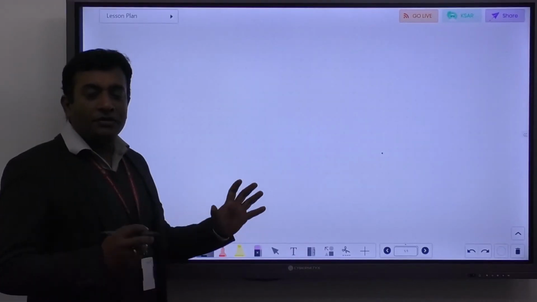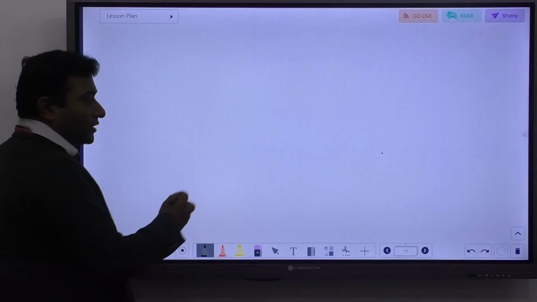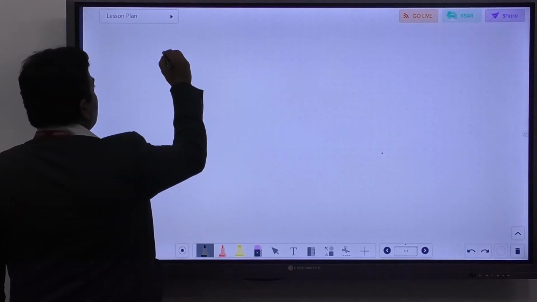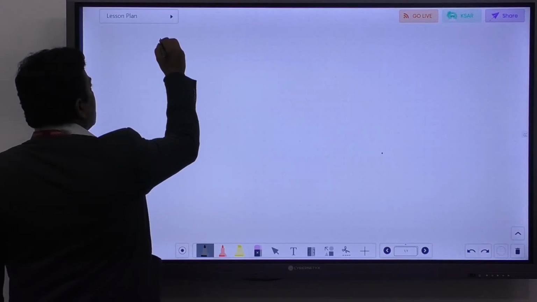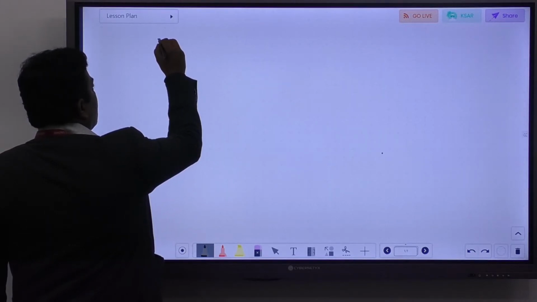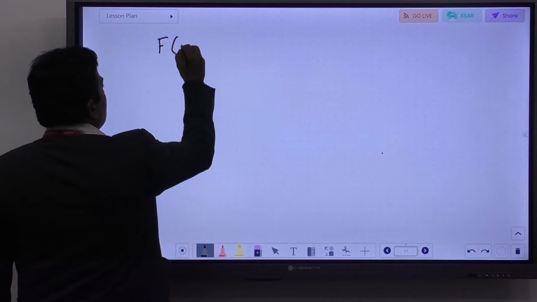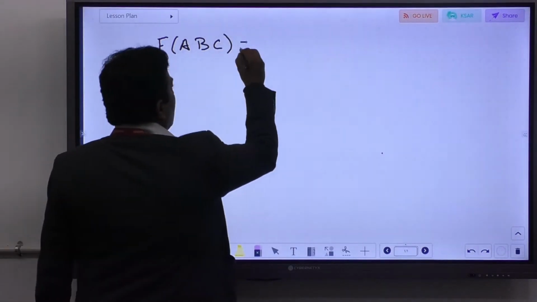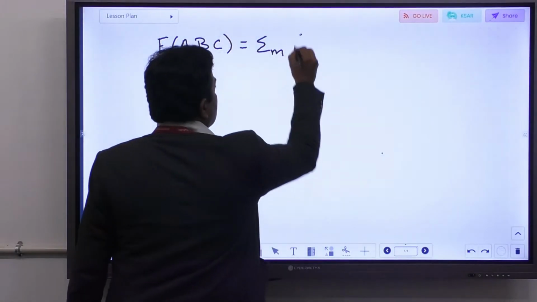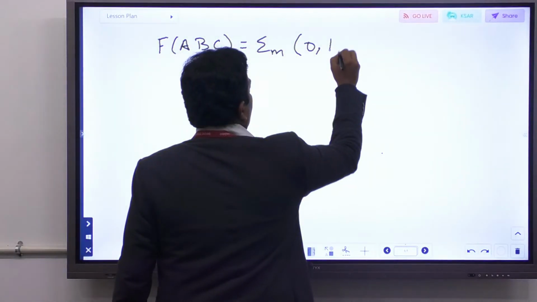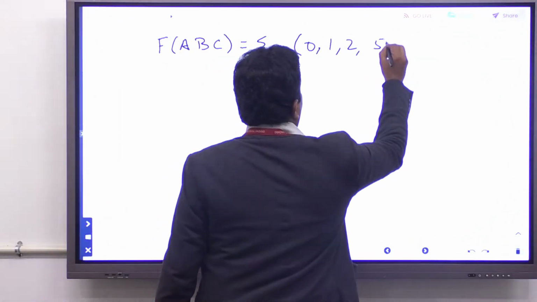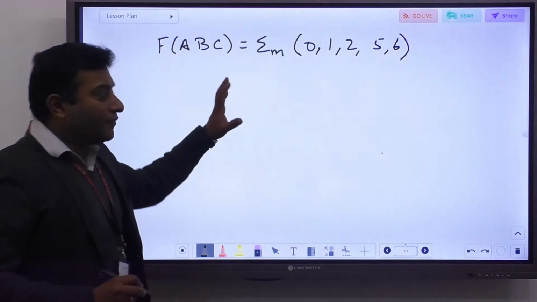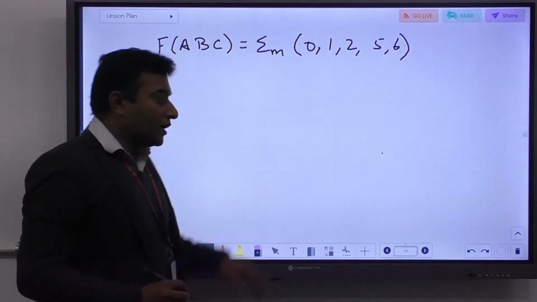We will start with a three variable K-map first, just to understand how it works. So let's take up some values: f of A, B, C, these are the variables, and summation of minterms 0, 1, 2, 5, 6. And we have to implement these minterms in our K-map.